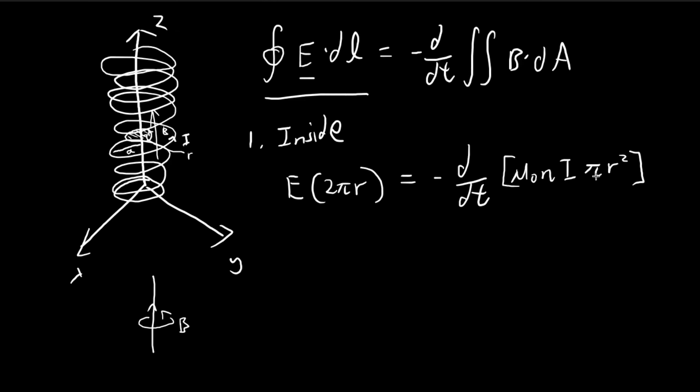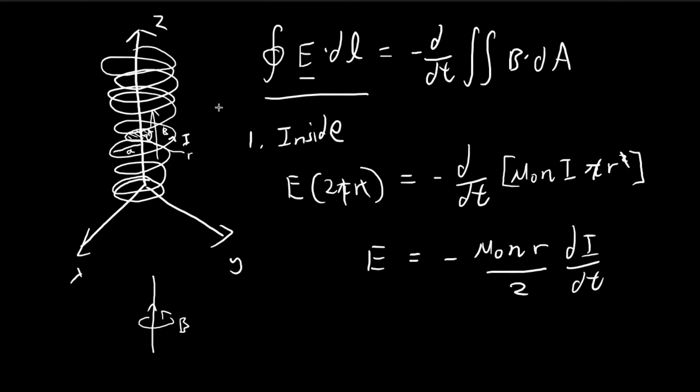So there we have it. Immediately you see the pi's cancel out, and one of the r's cancels out. So E is equal to negative mu n r divided by 2 times di dt. I is a function of t, so this is the only thing affected by the derivative. The negative sign is due to Lenz's law, which dictates the direction the electric field is moving, and you can determine the direction of the electric field using the right-hand rule.